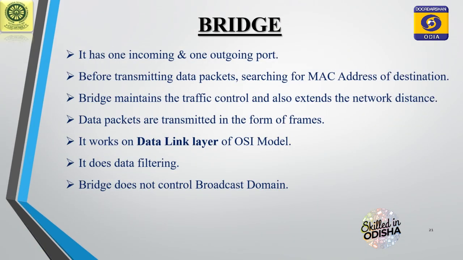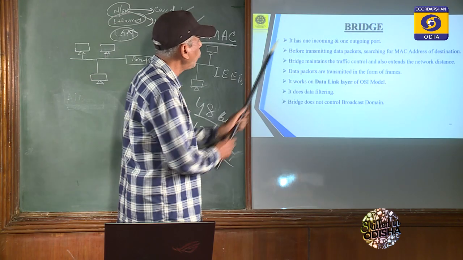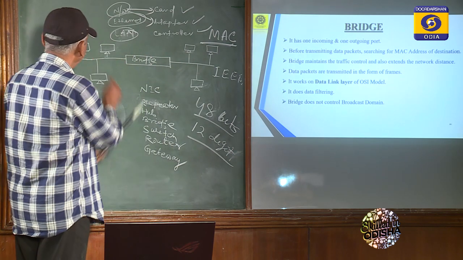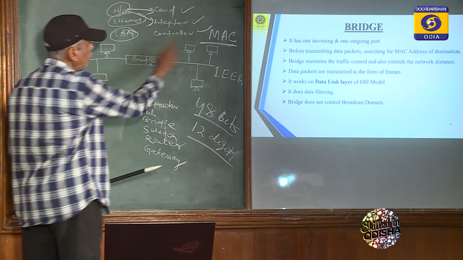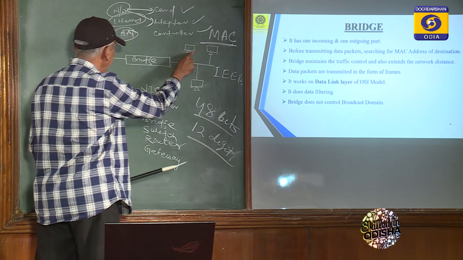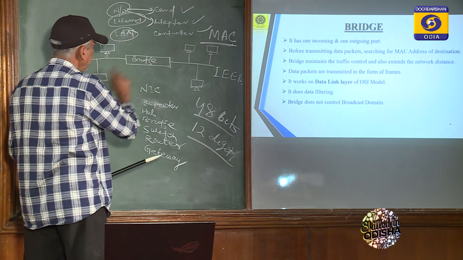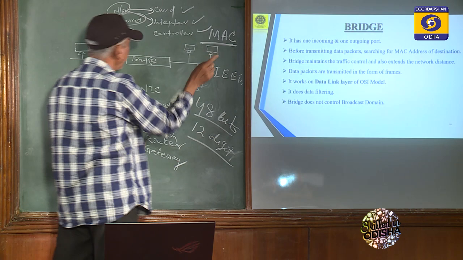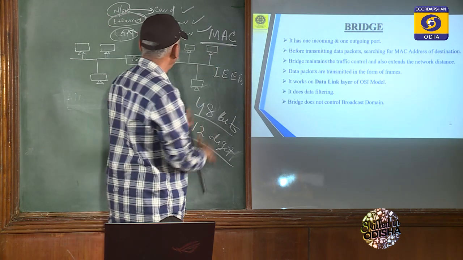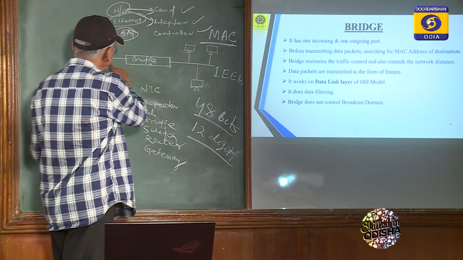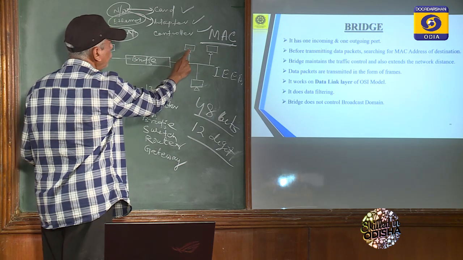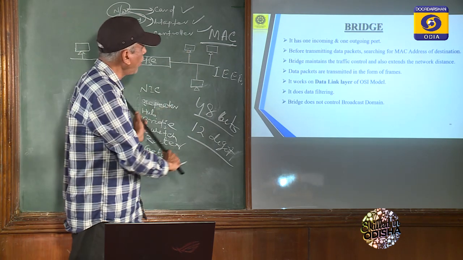Then the bridge, it is one incoming, one outgoing. Before transmitting data, it searches for the MAC address of the destination, where the data is to be transmitted. The bridge has a MAC address, and accordingly this address is sent along with the data. Then the data with this address is called a frame, and it is transported. Though it is one to one, accordingly this bridge is one to one.